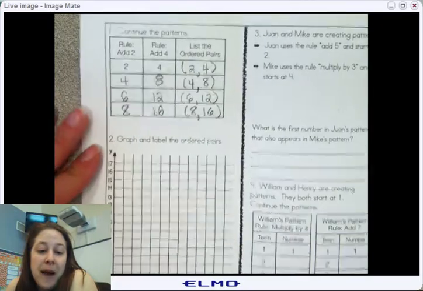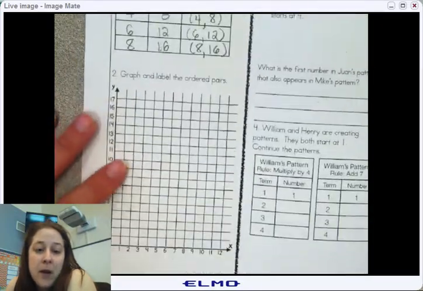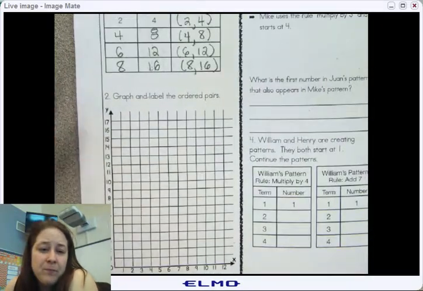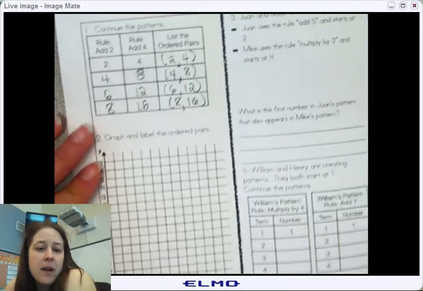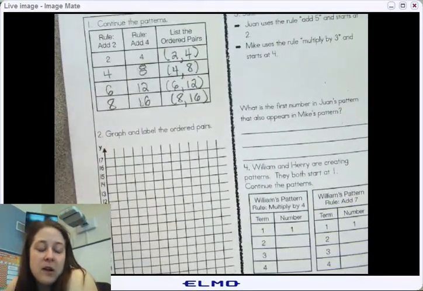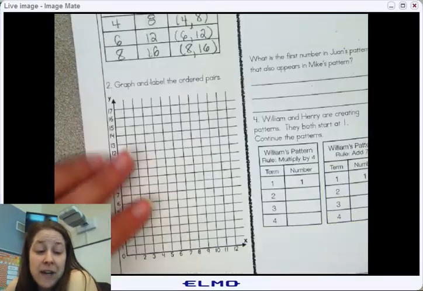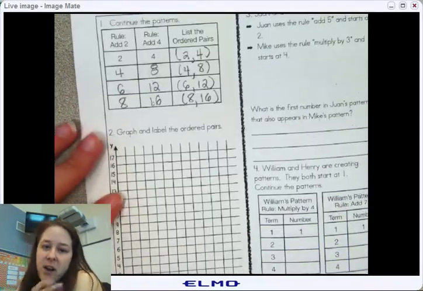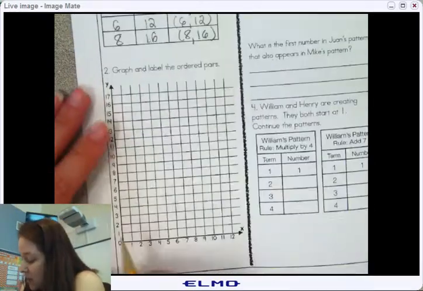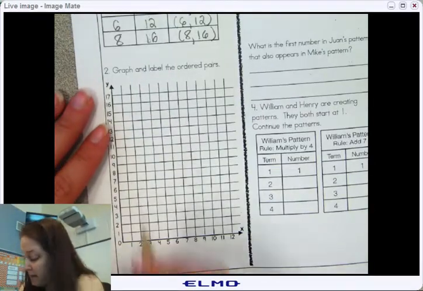And now I want you to graph and label the ordered pair. Well, here's the thing. How are we going to graph it? Here's how we label it. Because there are no letters associated with this, you're actually going to have to write the coordinates in here. So we're going to start off with the very first one, which is (2, 4). So remember, you go over 2 and then up 4.